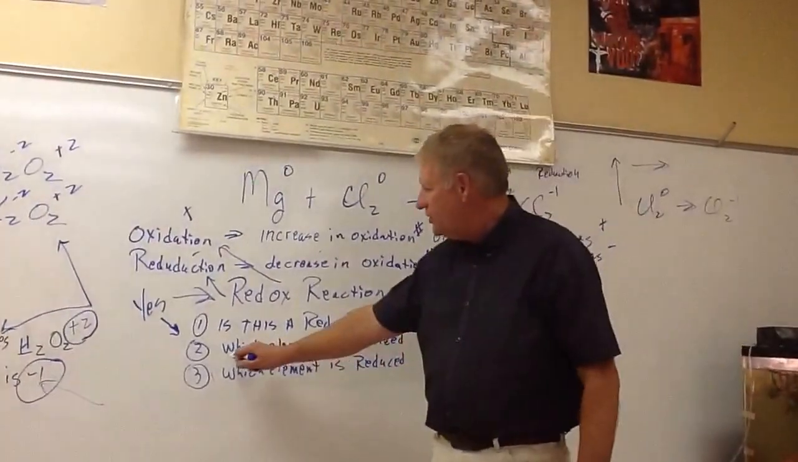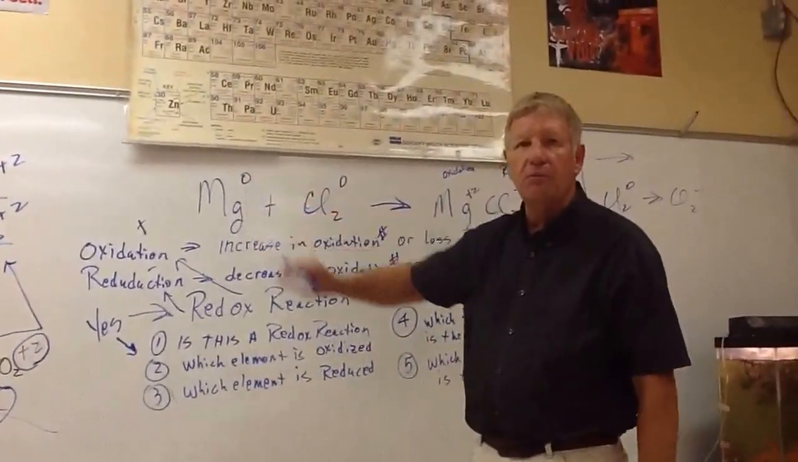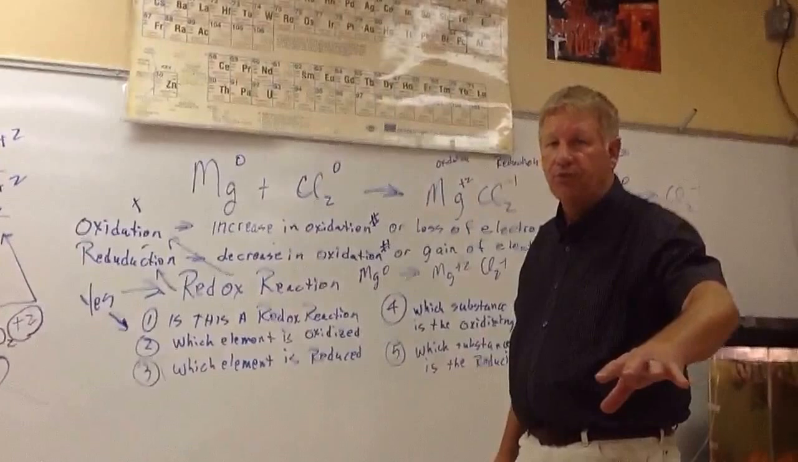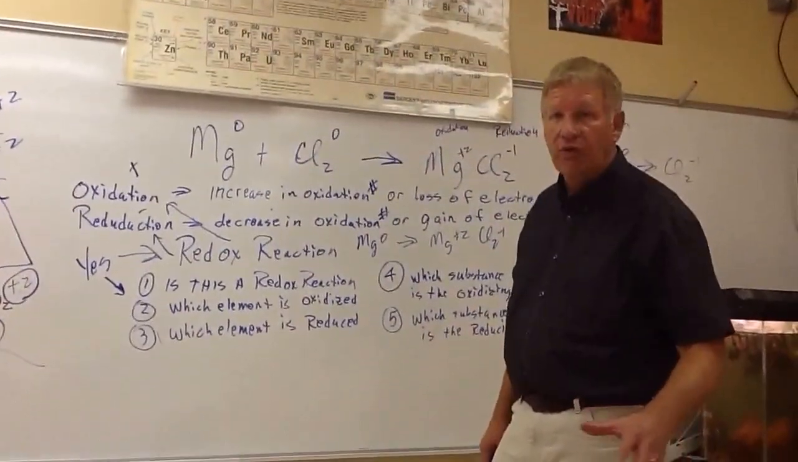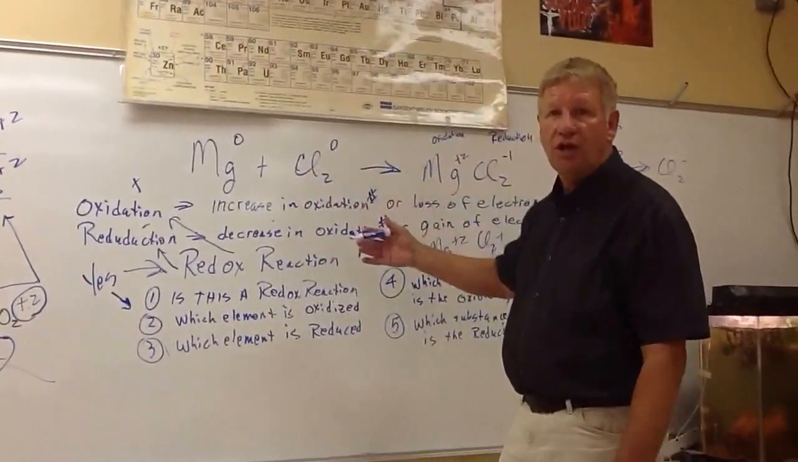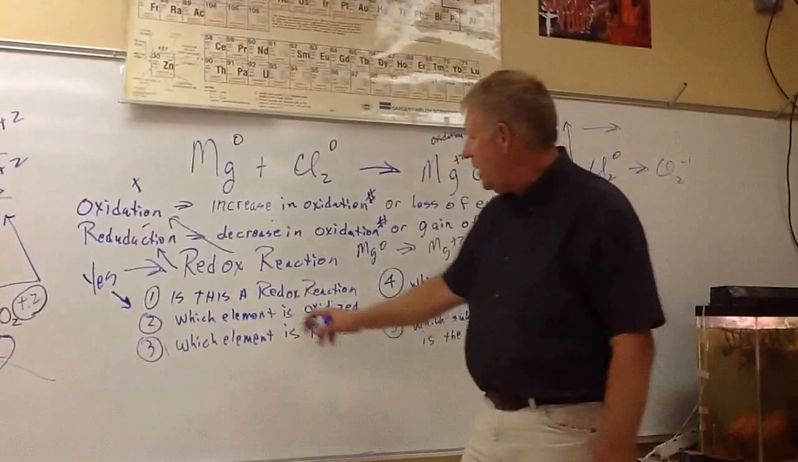Now, here's question number 2, and you'll be given different chemical equations in a couple different tests. You'll be asked this a couple different times. Your final exam will have one of these. It'll be a different chemical equation, and you'll have to figure oxidation numbers, and then you have to come back and answer these questions. Which element is oxidized?